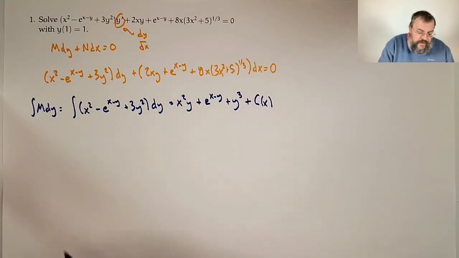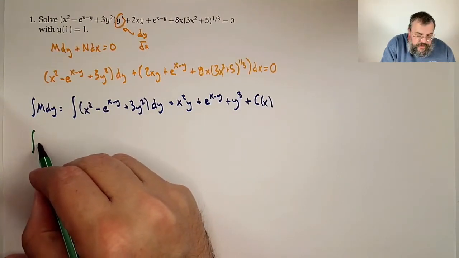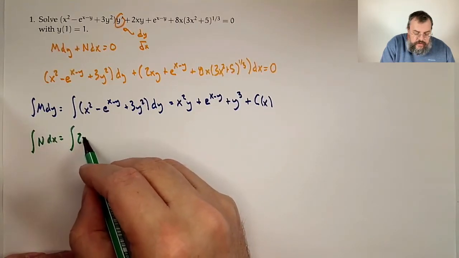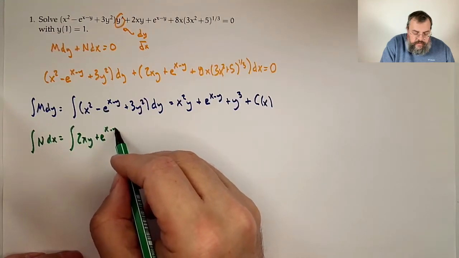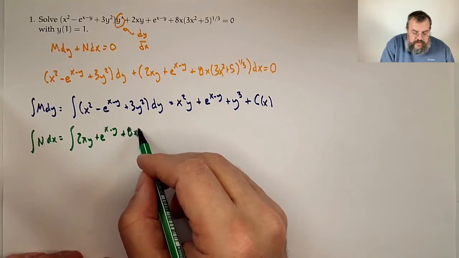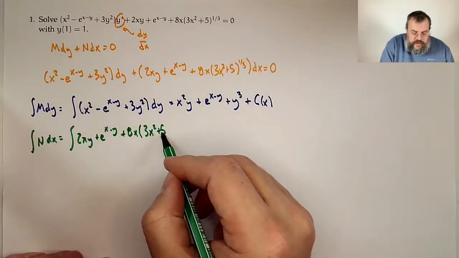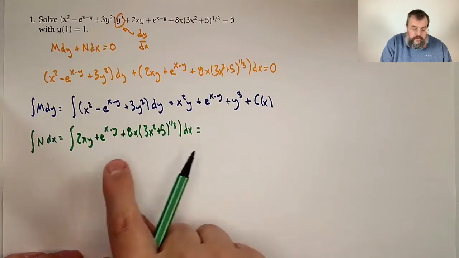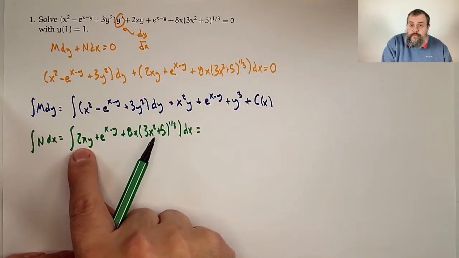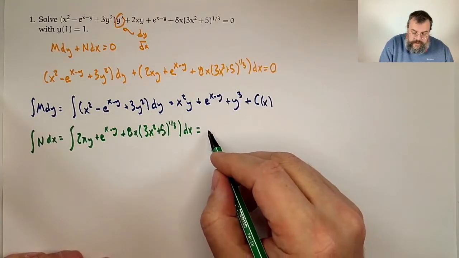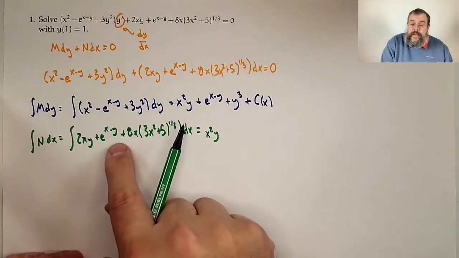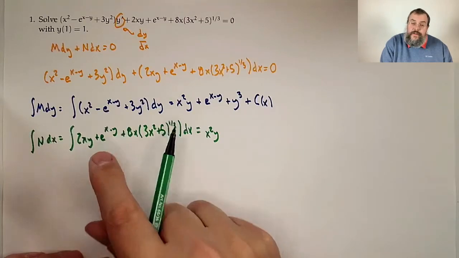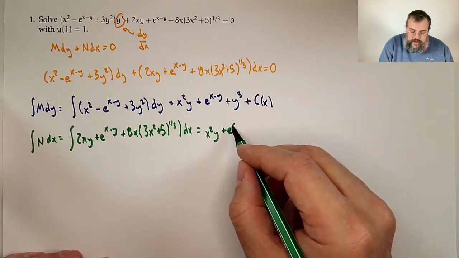Now, the other part, if you like the other perspective, we integrate N dx. Okay, so we integrate 2xy plus e to the x minus y plus 8x times (3x squared plus 5) to the 1/3 dx. And we're integrating with respect to x, so y is a constant, but the integral of 2xy, okay, that would be x squared y. The integral of e to the x minus y, well, the minus y is acting like a constant. So think of it as like e to the x. Well, that's an easy integral. It's e to the x minus y.